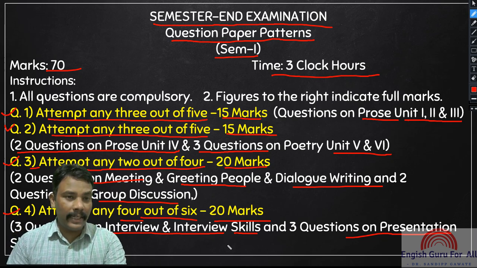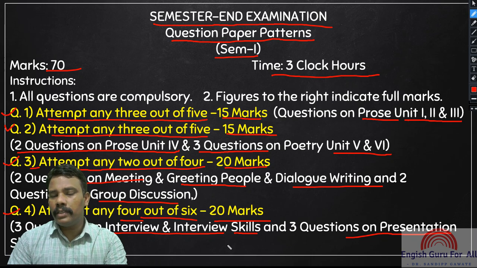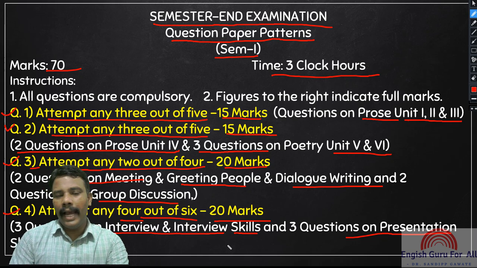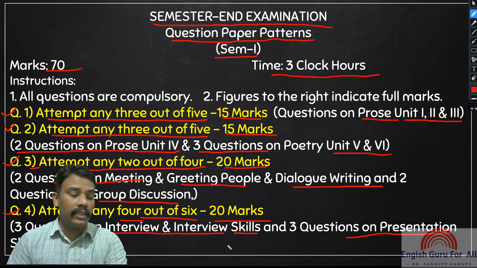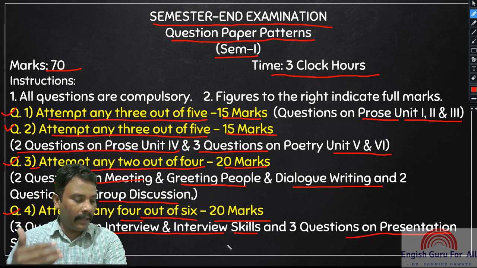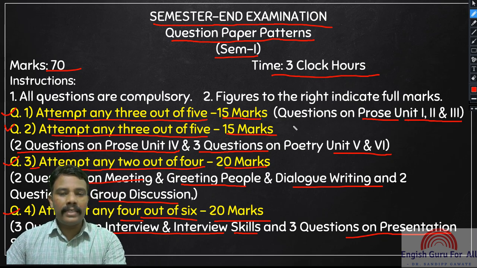Then what we discussed: there are a total of 3 sections. The first section is the prose section; there are a total of 4 units. Section number 2 is poetry; there are a total of 2 poems. And section number 3 is communication and life skills; there are a total of 3 units. It means by adding prose, poetry, and communication and life skills, there are a total of 4, 5, 6, 7, 8, 9, so 9 units. Hope everything is clear over here. And we also discussed the semester end examination. This is called the evaluation pattern.